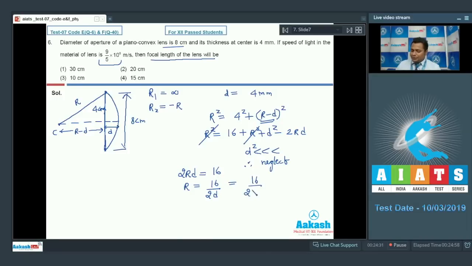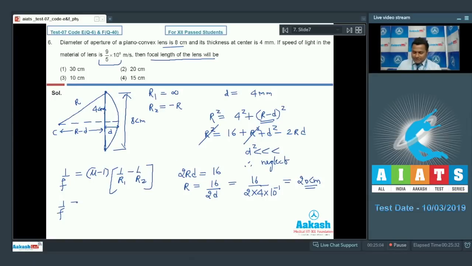16 upon 2 into d, where d is 4 mm, that is 4 into 10 to the power minus 1 cm. After solving, we will get the value, that is 20 centimeter. Now we got the radius of curvature 20 centimeter. Now we can calculate the focal length also. We know the focal length for refraction through spherical surfaces is given by 1 by f equals mu minus 1 in bracket 1 by r1 minus 1 by r2.